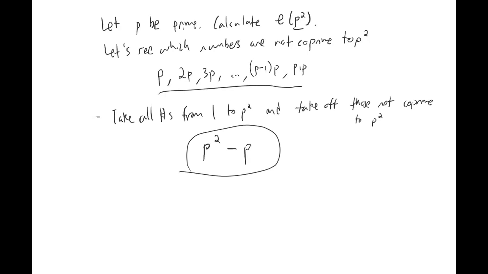Everyone follow for this? Yes. So that's how I would think about it, but I'm sure there are many ways to do this problem. So the next one is your homework question. It's a bit harder. Let p, q be distinct primes. Basically calculate phi of pq.